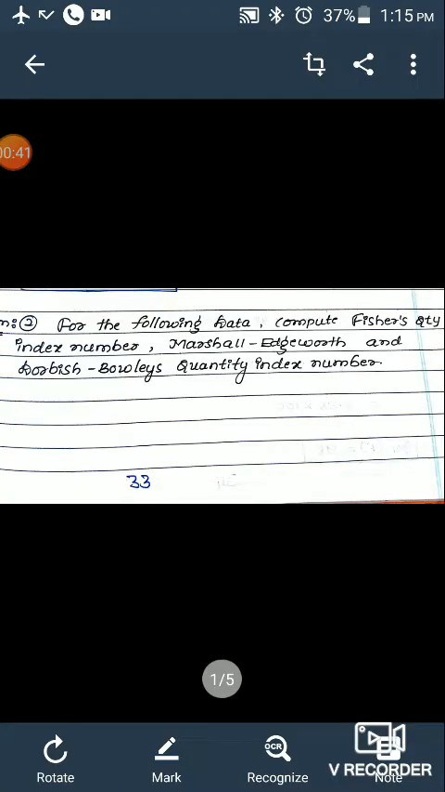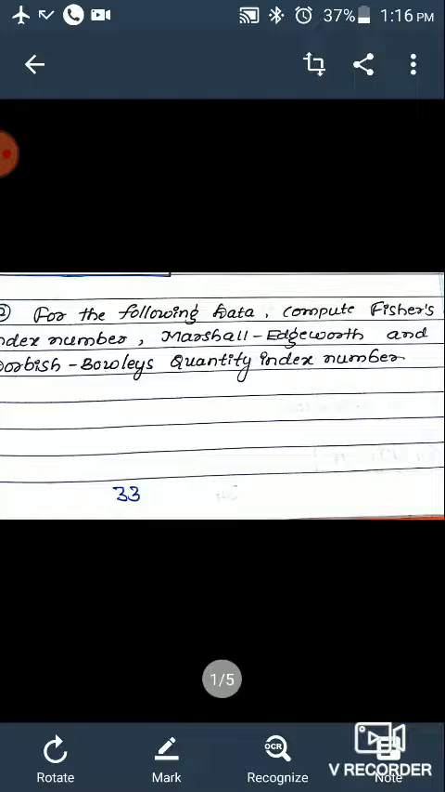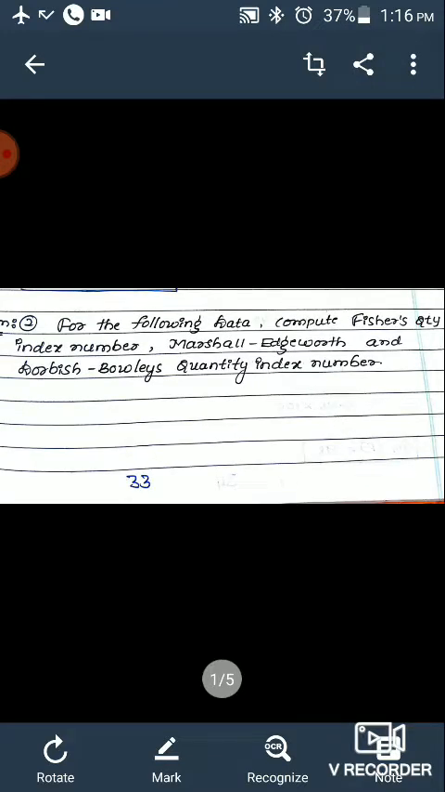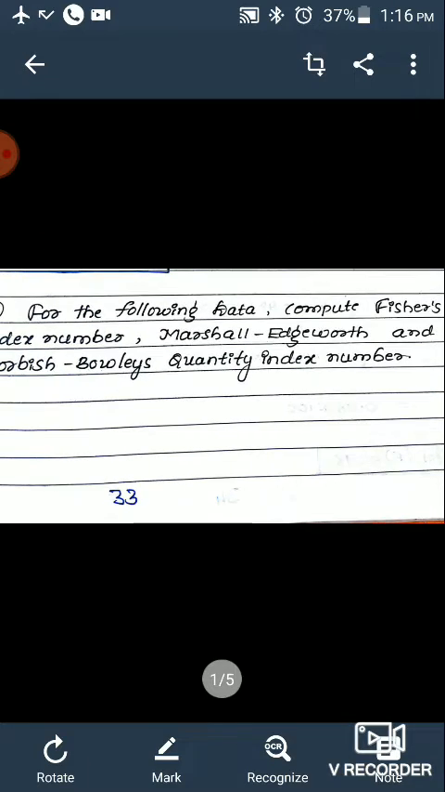So, my dear students, in the previous classes, we have discussed quantity index number and also solved some problems on the quantity index number. Now again, today also we solve some problems on the quantity index number. Here the question is like this: for the following data, compute Fisher's index number, Marshall Edgeworth and Dorbish Bowley the quantity index number.